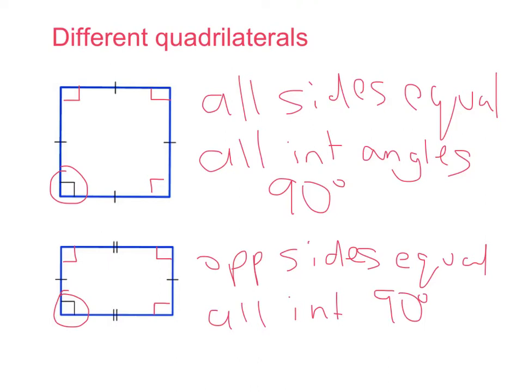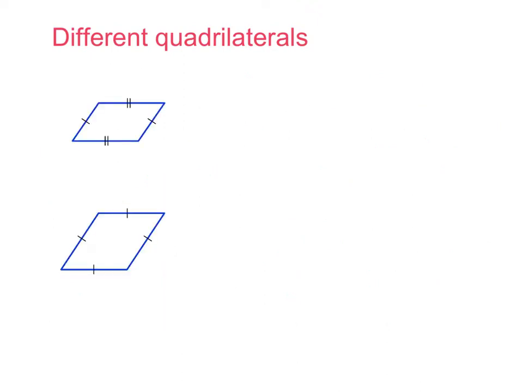Okay, so this one, opposite sides are equal. So there and there, there and there, the square, all angles are equal. We know that based on the annotations. Okay, two different quadrilaterals that you may not recognize.